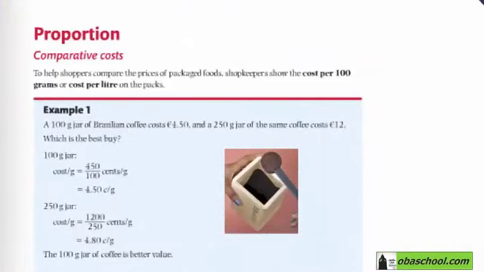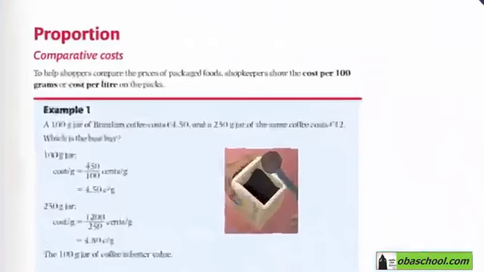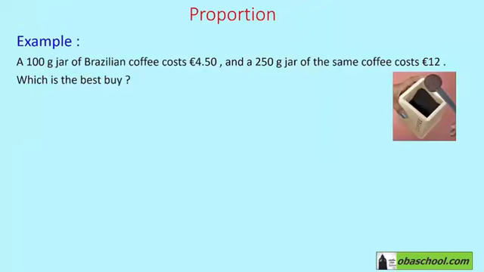In this tutorial, we will continue solving exercises about proportion and specifically about the comparative costs. So, we're going to start off with this example. A 100-gram jar of Brazilian coffee costs 4.5 pounds, and a 250-gram jar of the same coffee costs 12 pounds. Which is the best buy?